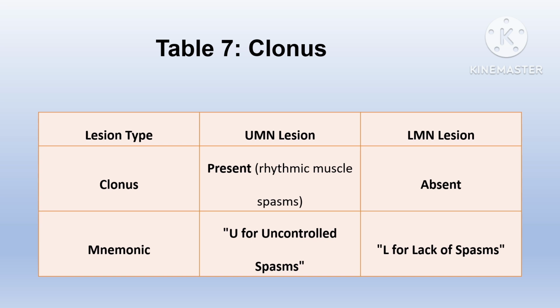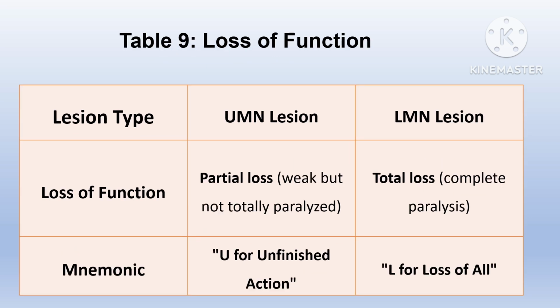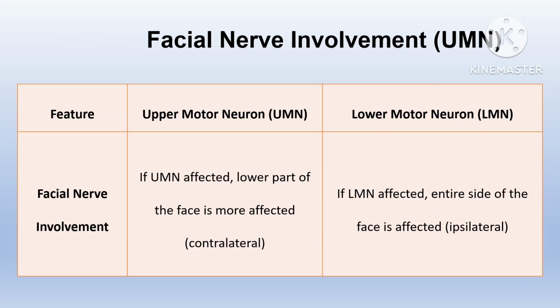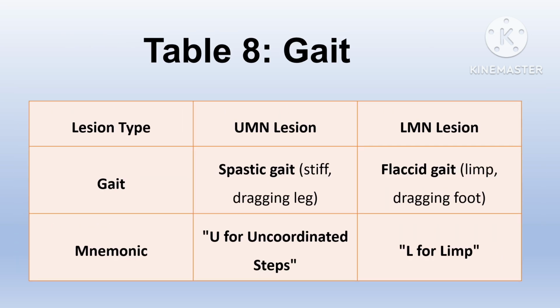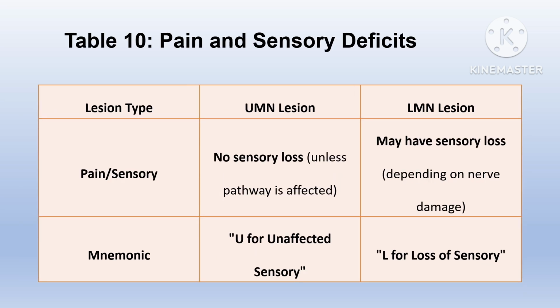In case of upper motor neuron lesions, spastic gait occurs with stiff muscles, making it hard to move the leg, resulting in a dragging movement. On the other hand, a flaccid gait can be seen in lower motor neuron lesions because these muscles are weak and cannot contract, causing a limp walk. Function may be partially lost in case of upper motor neuron lesions because the signal is weakened but not completely blocked, and in case of lower motor neuron lesions, there is total loss of the function.